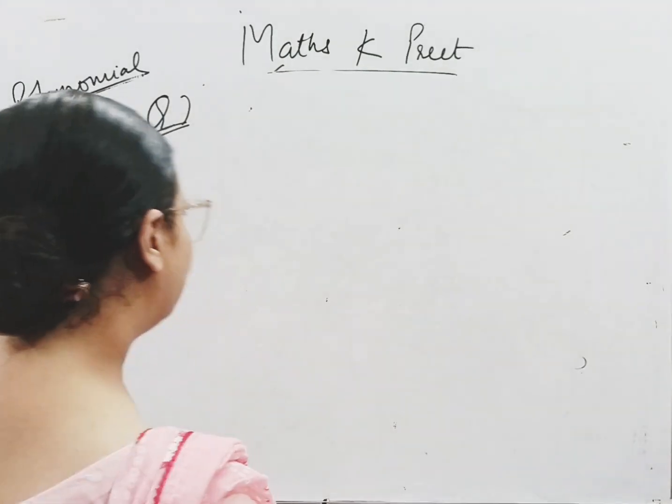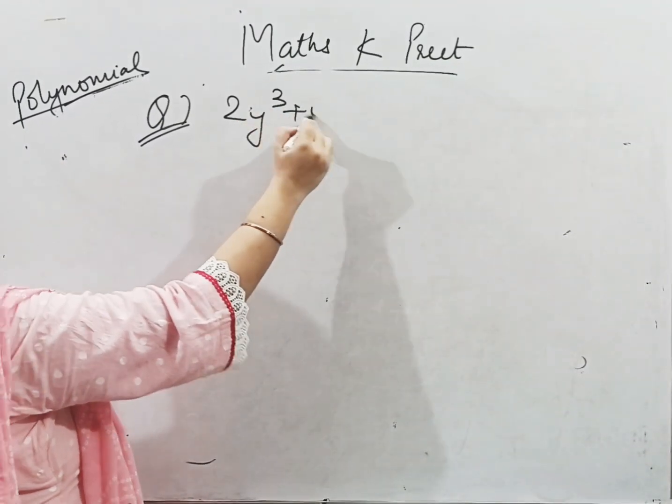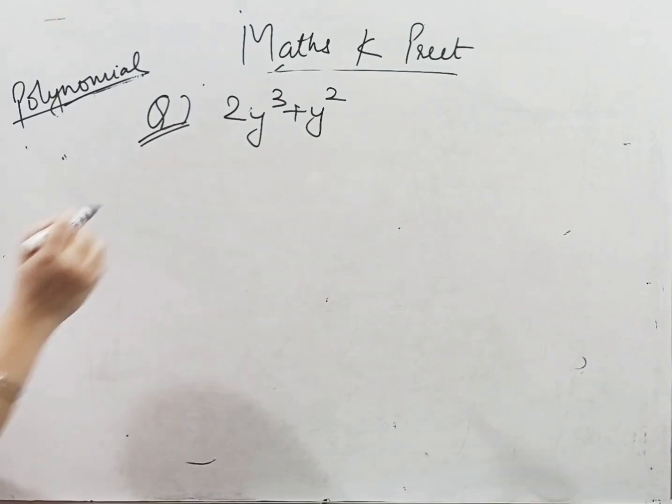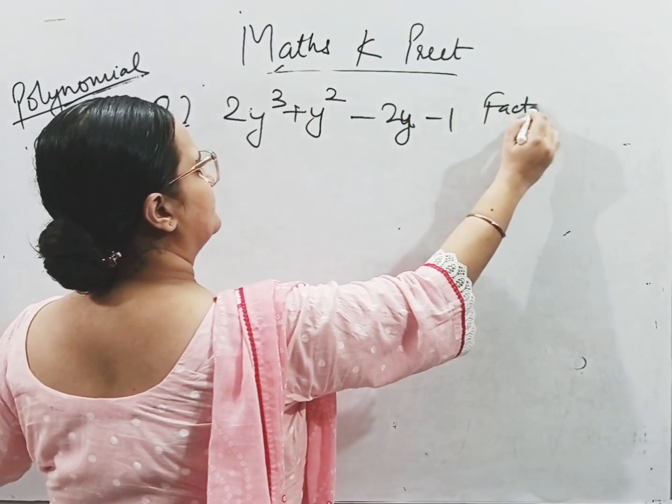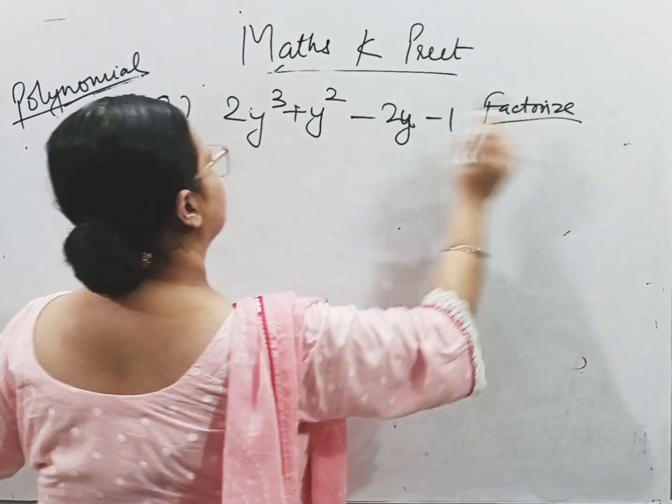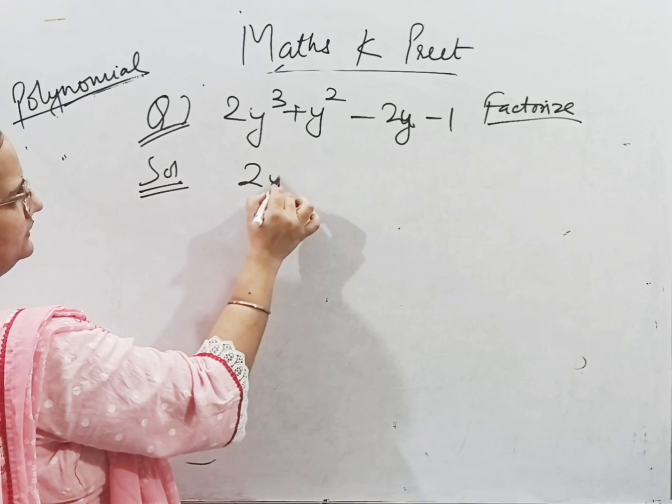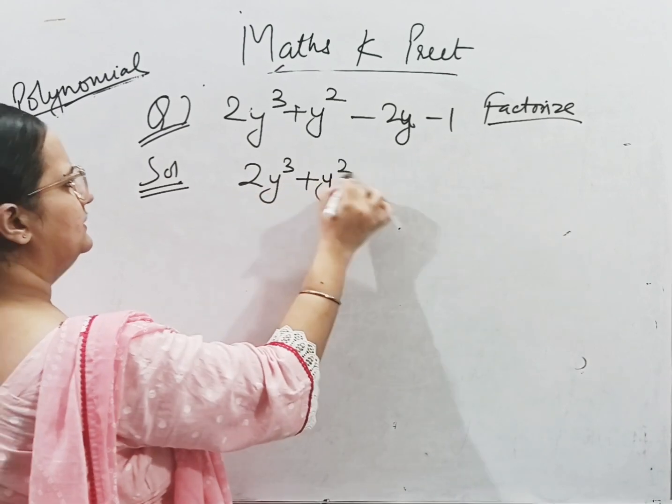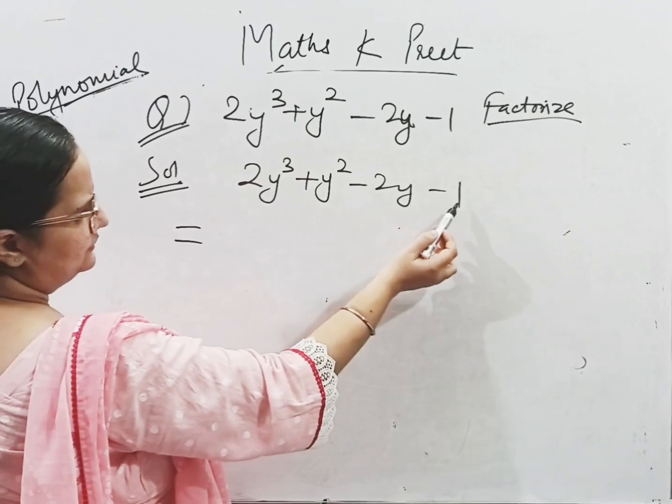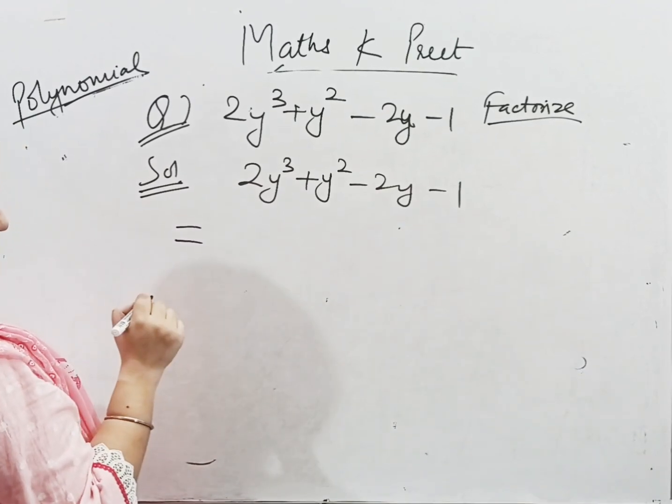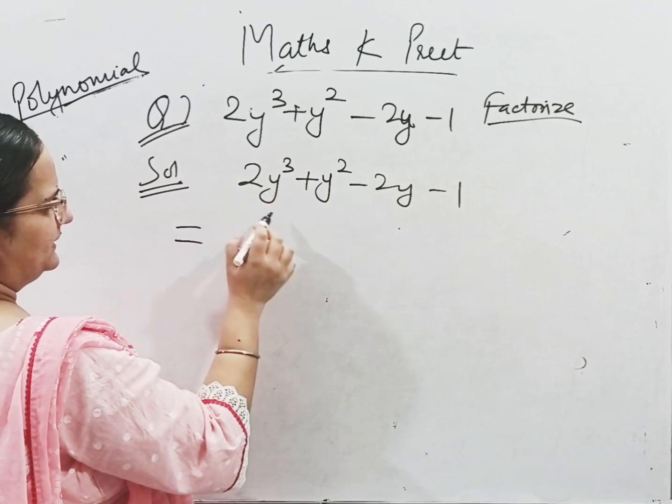When we have a polynomial like 2y cube plus y square minus 2y minus 1, we have to factorize this polynomial. So first, in the solution, we will write the given polynomial. Clearly this is 2y, this is again 2 and 1. So we can try this method first.